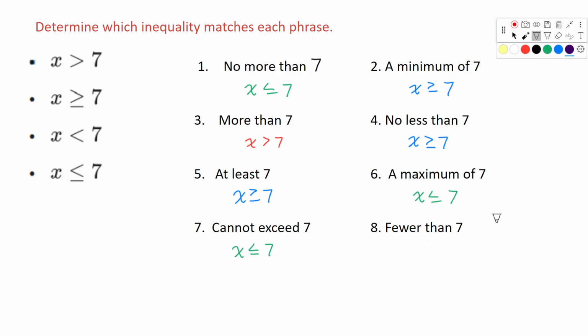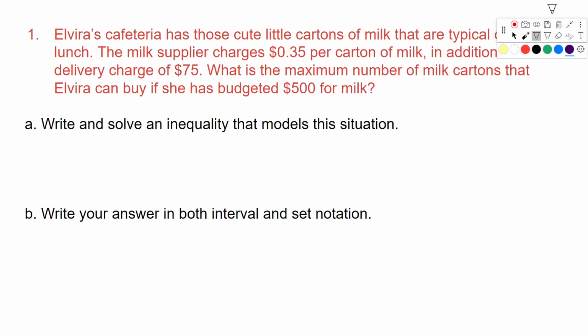Fewer than 7 means we don't want to have 7 at all, but we also don't want to go any higher. So fewer than 7 is going to be x less than 7. Because we don't want it to include 7, we don't underline the inequality. So you're going to want to keep these phrases in mind as you're setting up the following problems.